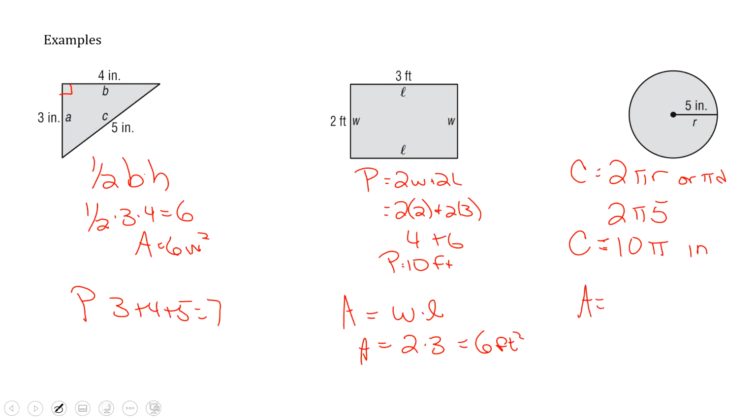The area of the circle is pi r squared here. So my area is going to be 5 squared times pi, which is 25 pi. Again, we just leave it in terms of pi, and that'd be inches squared. Does that make sense to everyone? Okay.